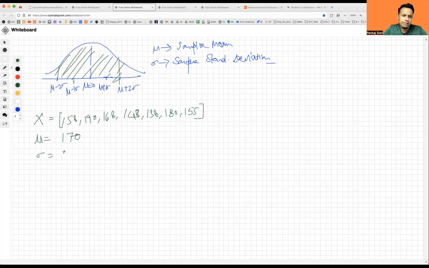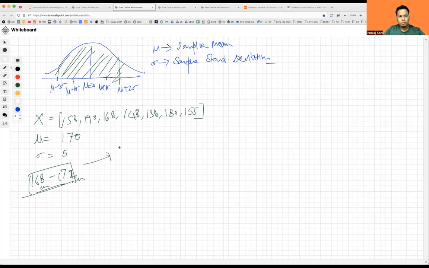Now my question is, what is the probability of the mean of student height being between 168 centimeter and 172 centimeter? What is the probability of getting student height between 168 and 172?